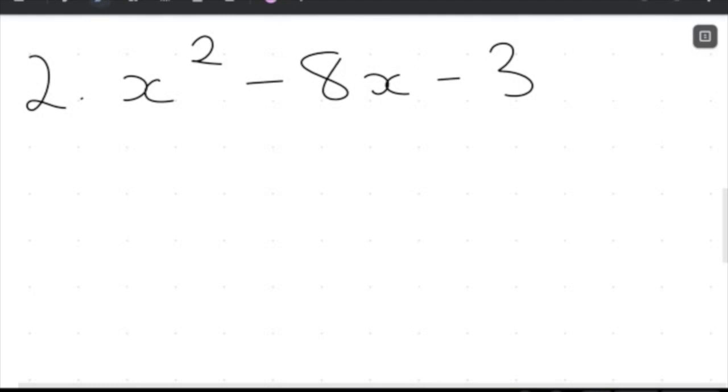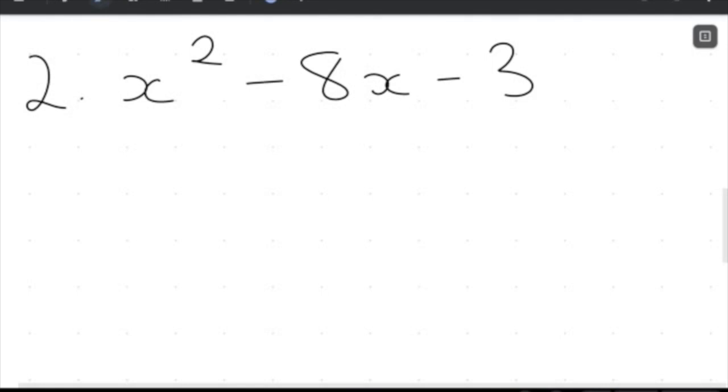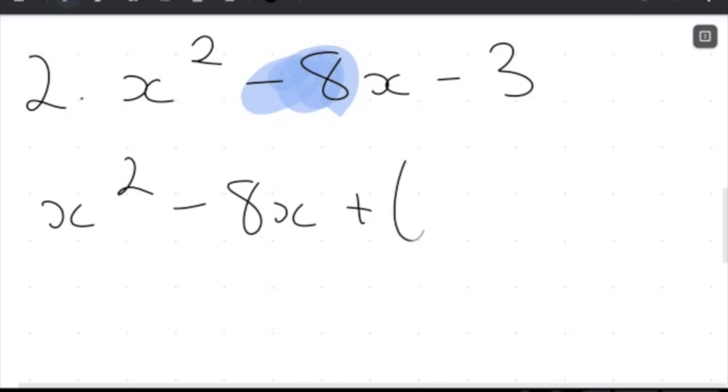I have x squared minus 8x minus 3. So once again, I'm going to move through this a little quicker now because we should have the idea from the first example and the last video. My coefficient of x, my b in this case, we want to halve that and then square that, and then add the square of half of negative 8 to my expression in order to make a perfect square. So I'm going to get x squared minus 8x plus minus 8 over 2, so half of this coefficient, minus 3.